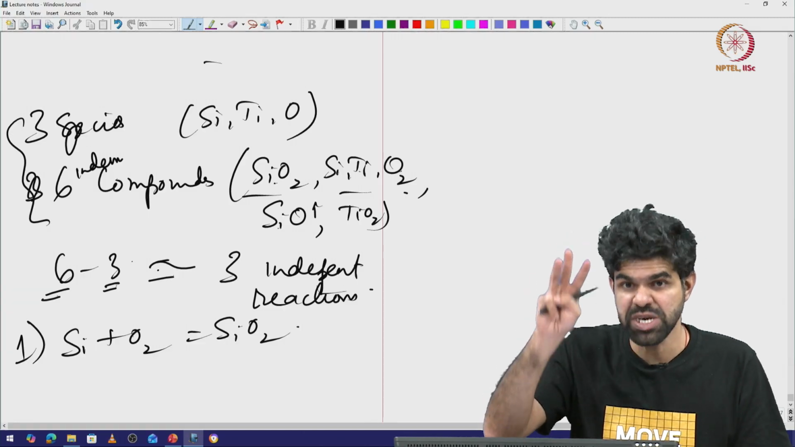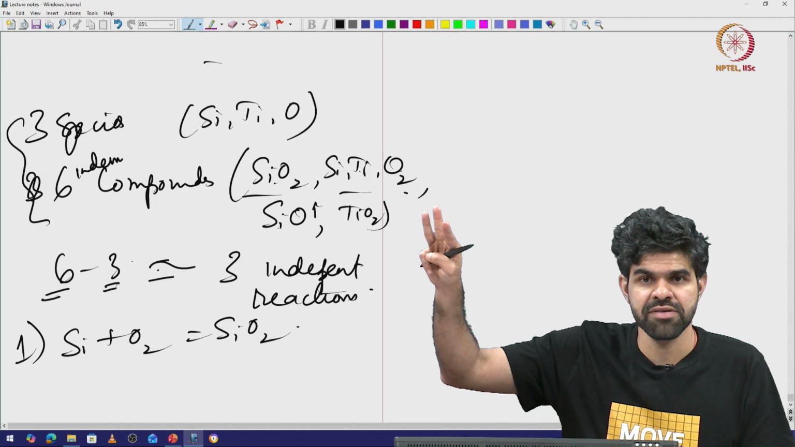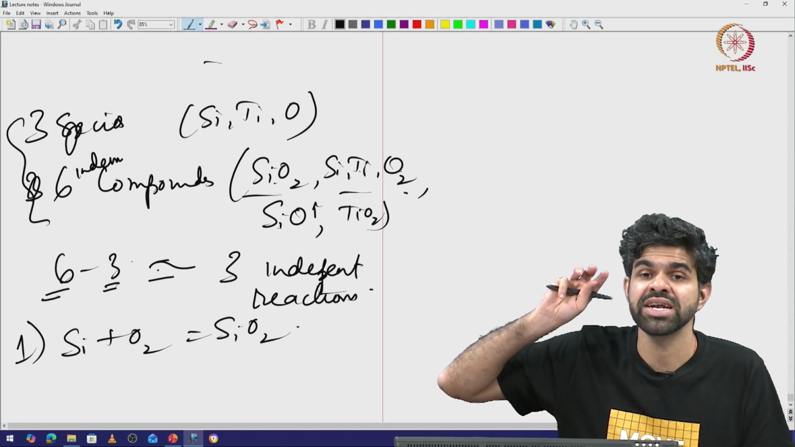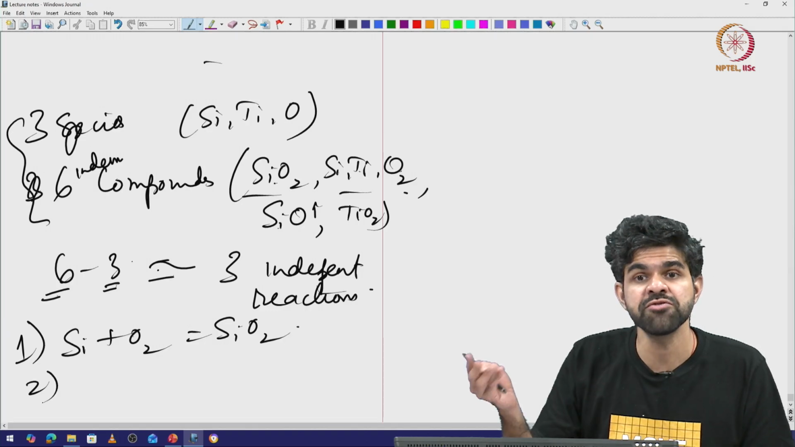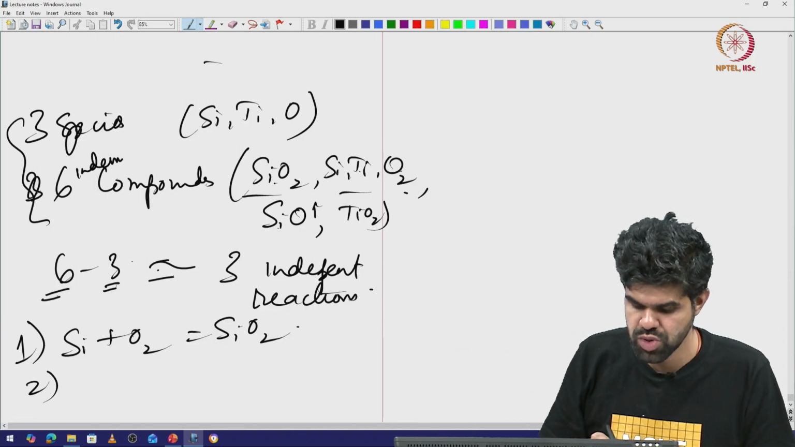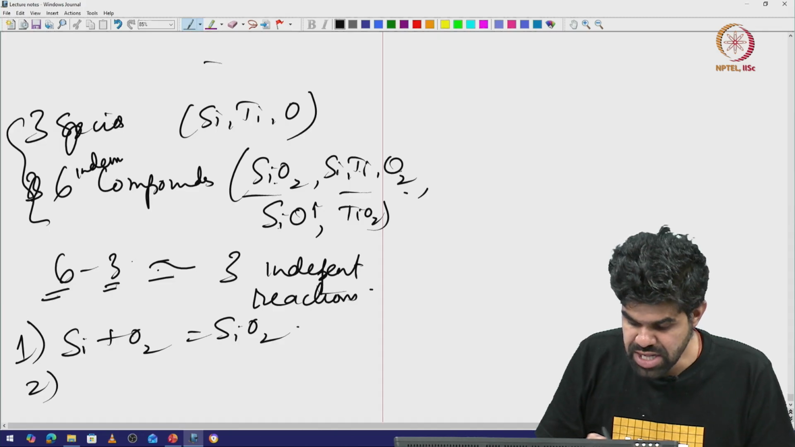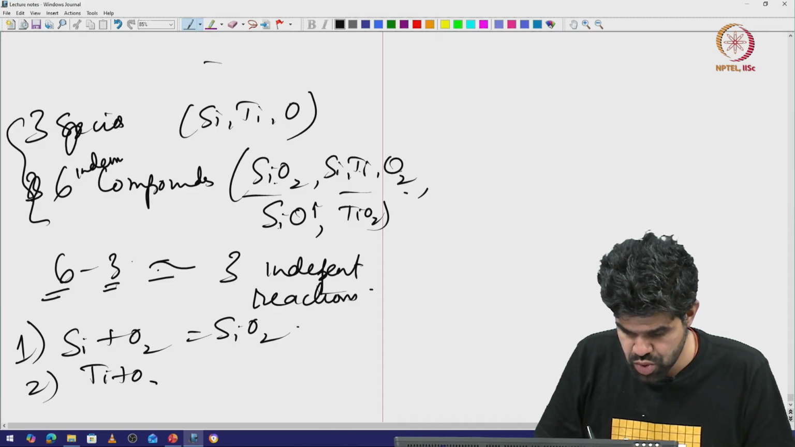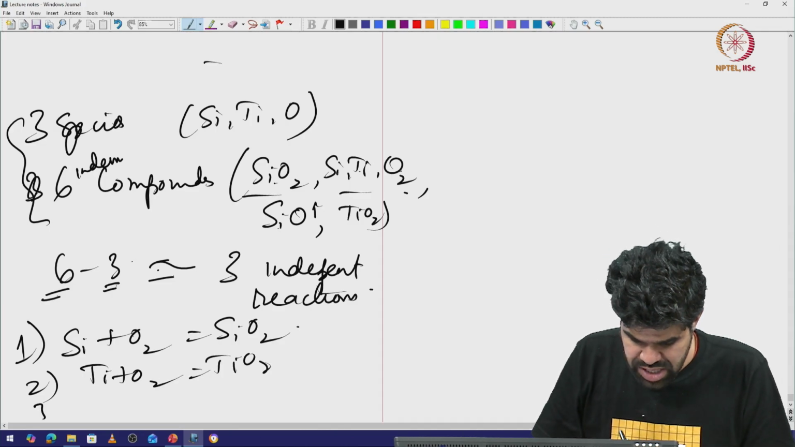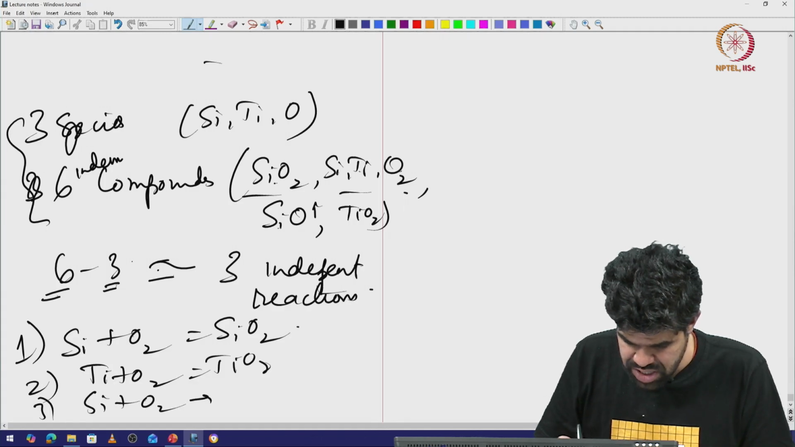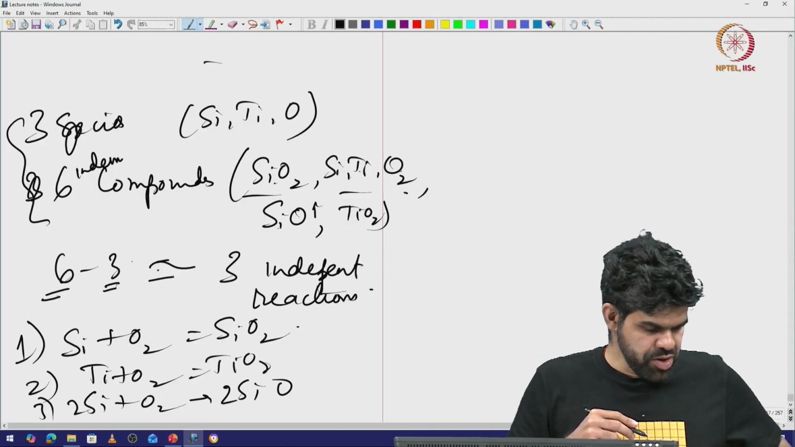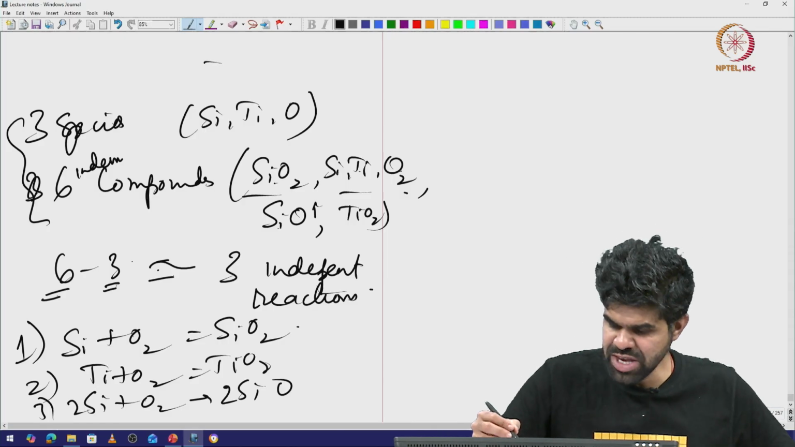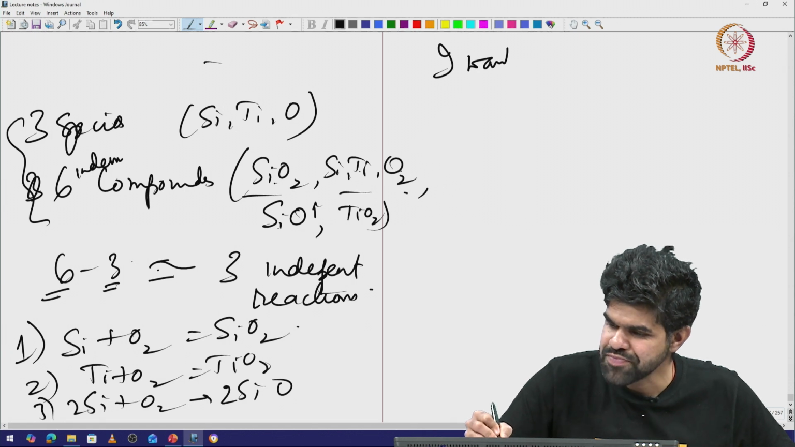So I have three species and six different compounds, and I at least need three independent reactions. If I have only two species and four compounds, I need two independent reactions, and so on. So Si plus O2 gives SiO2, Ti plus O2 gives TiO2, and the third reaction is 2Si plus O2 gives 2SiO. These are the three reactions, and eventually I want to find the equilibrium.